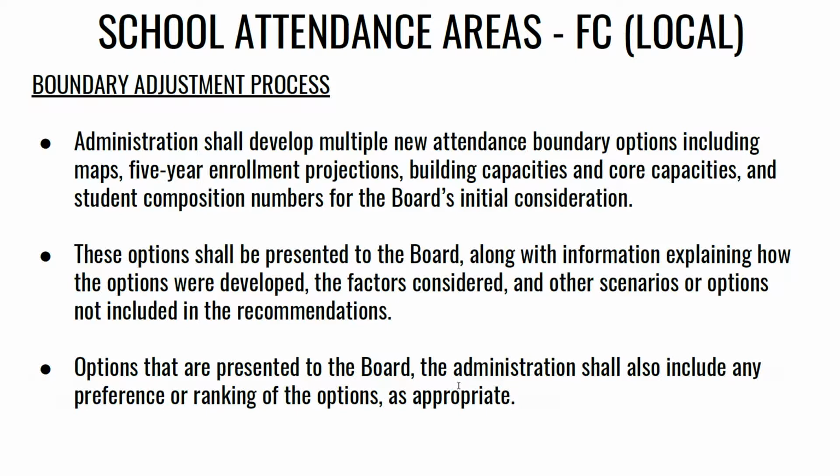FC Local also does an excellent job of guiding us through this process. So I want to read through this quickly for the board just as a refresher as well. For the process of addressing the boundaries at the high school, it says administration should develop new attendance boundaries, including maps. Again, we'll share all of this information with you here shortly. 5-year enrollment projections, capacity, student composition numbers for the board's initial consideration. Again, that's the beginning of that process tonight. The second bullet, these options should be presented to the board along with information explaining how they were developed. So we'll walk through the rationale, the thought process of the cabinet as we came up with the 4 different options. And also of these options that are presented to the board, the administration should also include any preference or ranking of the options as appropriate.